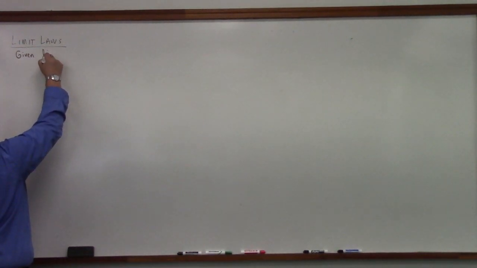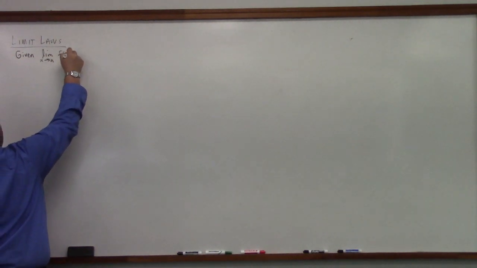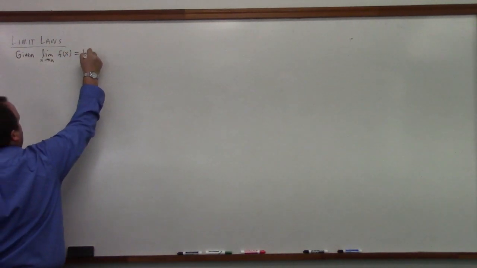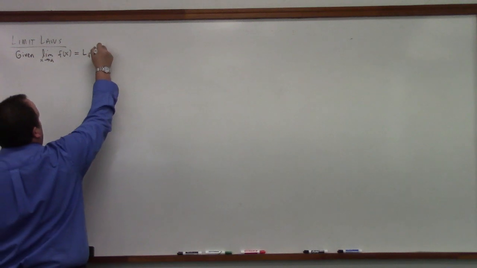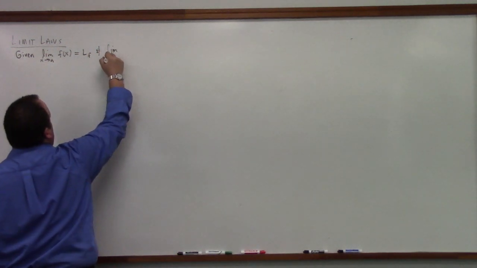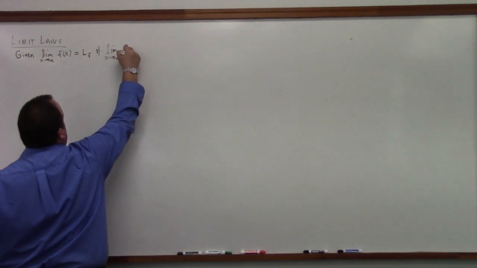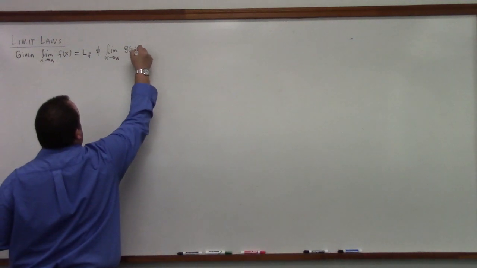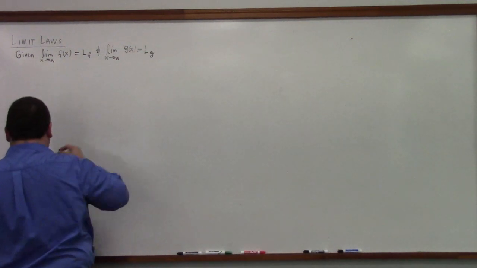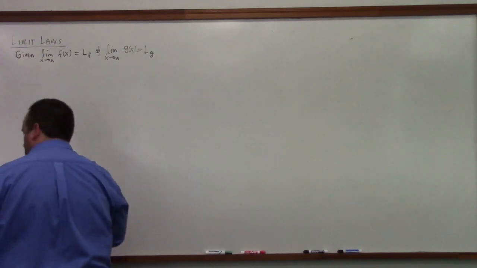So if we're given, this is important, right? That the limit as x goes to a of f of x equals, let's say, L sub f, and the limit as x goes to a of g of x equals L sub g. And I'm just writing L sub f and L sub g there to save space.